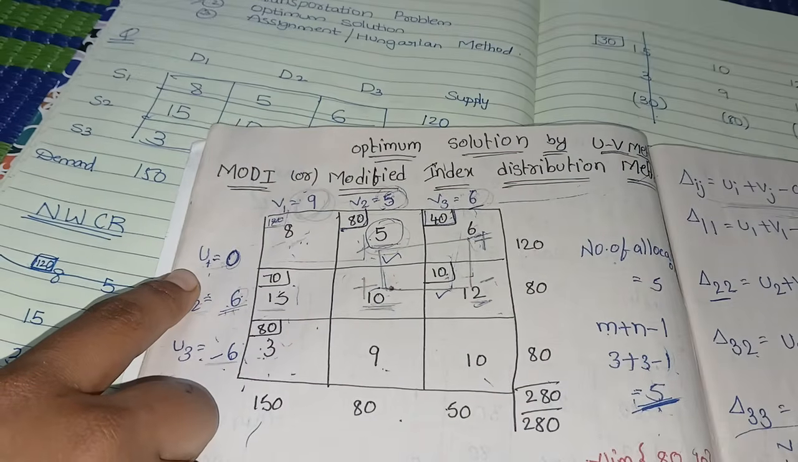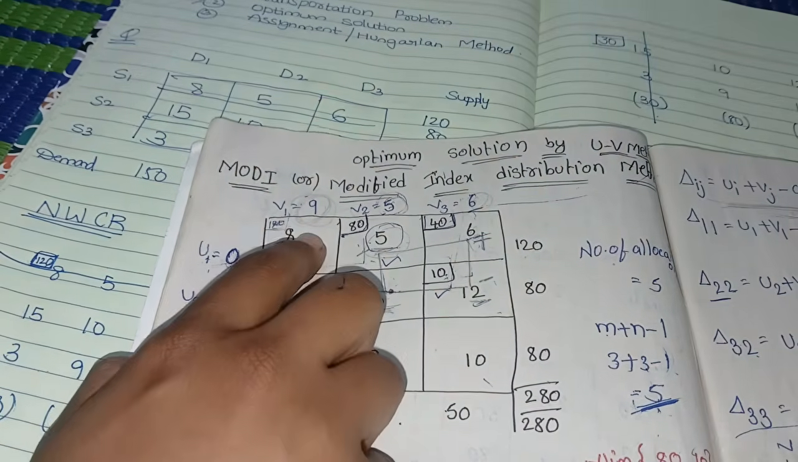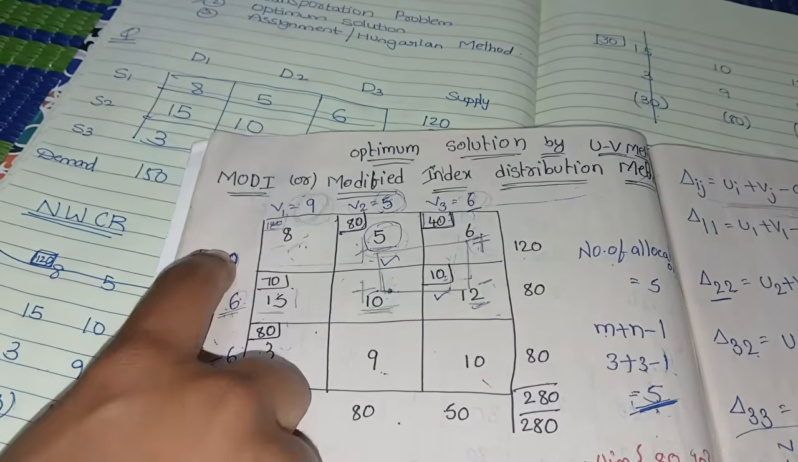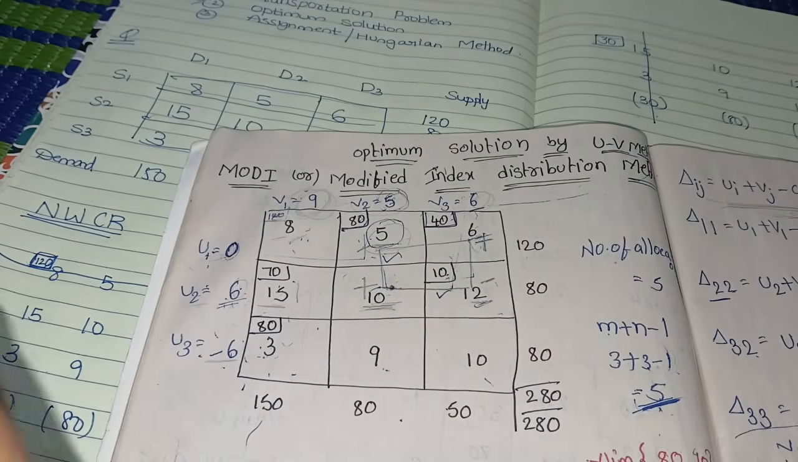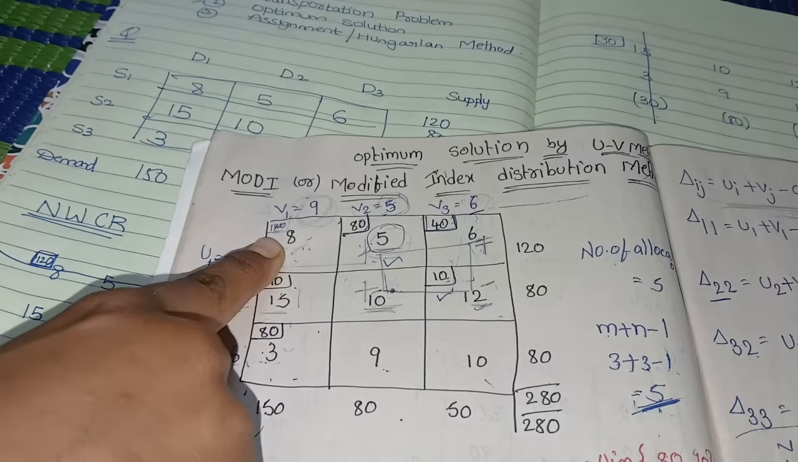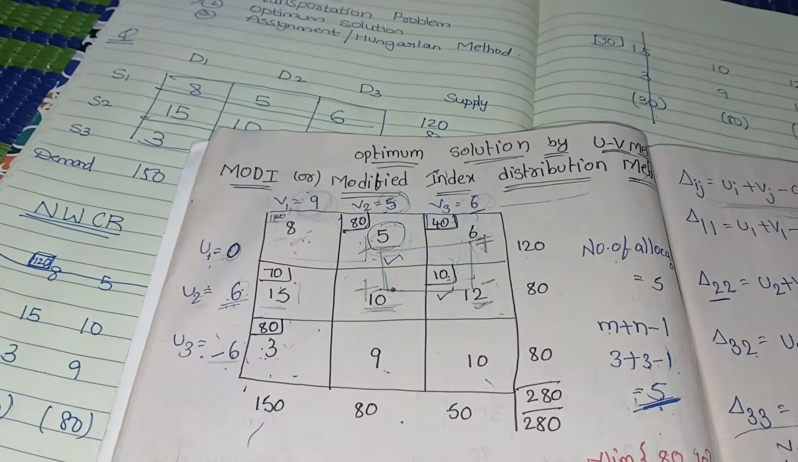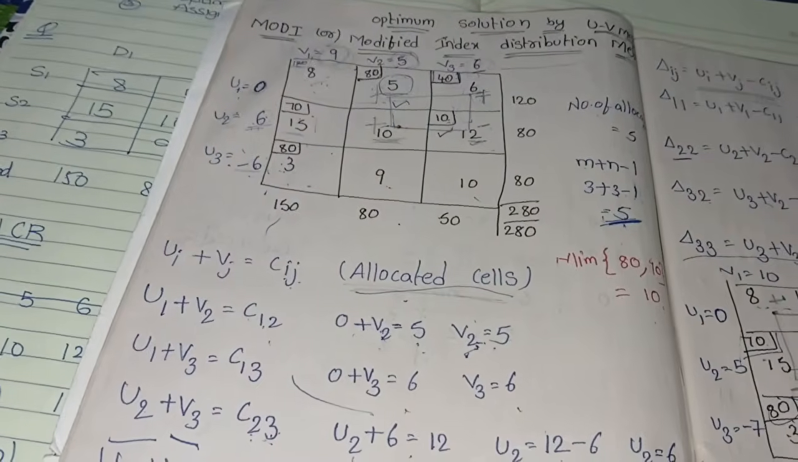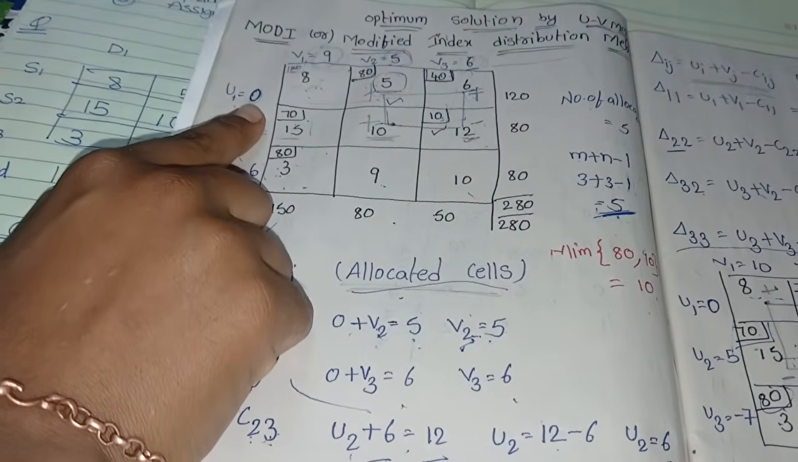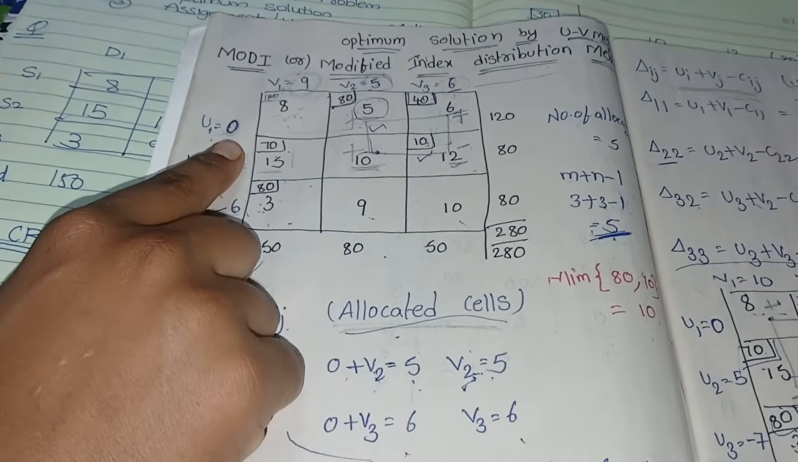Like for example, here I kept U1, U2, U3, and here I have kept V1, V2, V3. You can keep any names, like A, B, C, in the cells. Now you need to calculate the values for the allocated cells. First, take U1 value as 0. You need to assume it as 0.